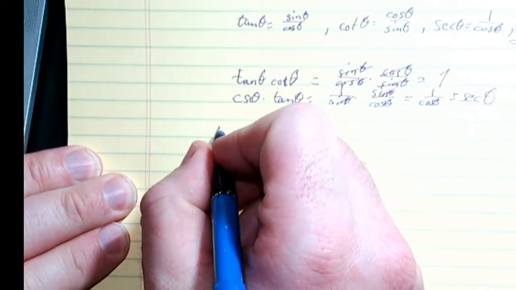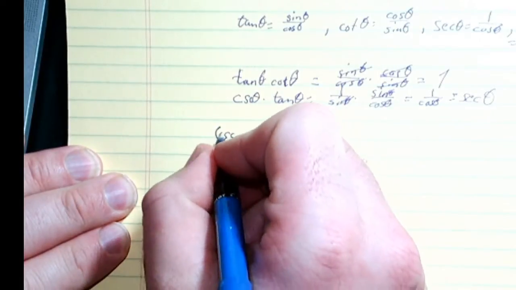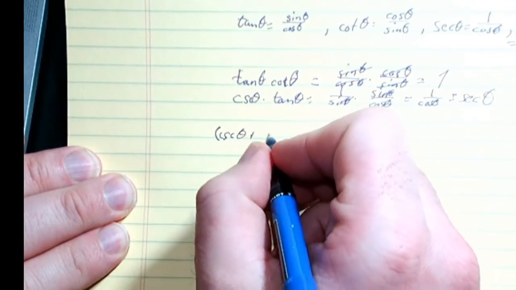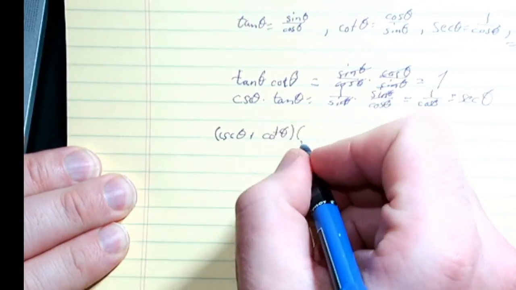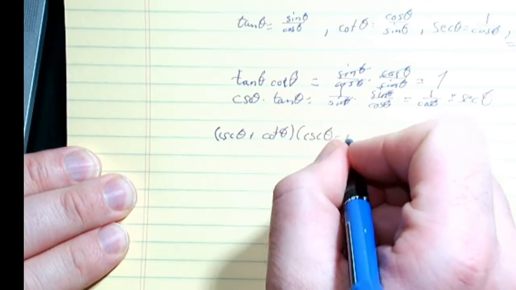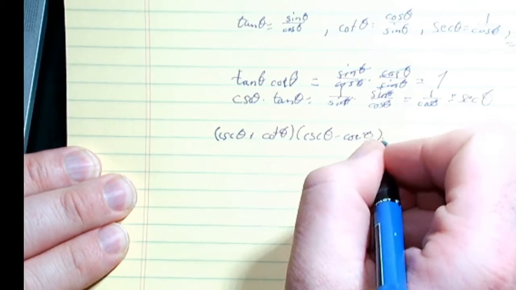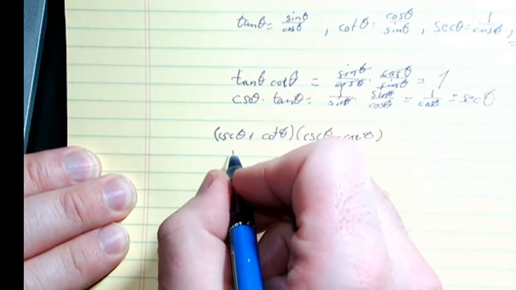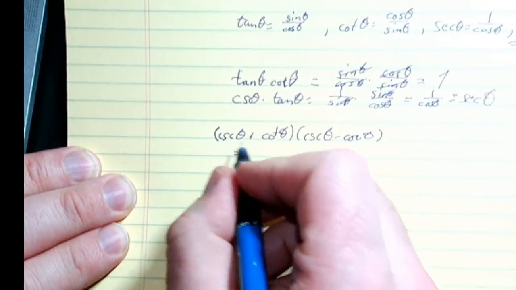Let's try the third one we had. We had one that said cosecant theta plus cotangent theta times cosecant theta minus cotangent theta was equal to something simpler. Well, let's expand this out using FOIL. Cosecant squared theta.